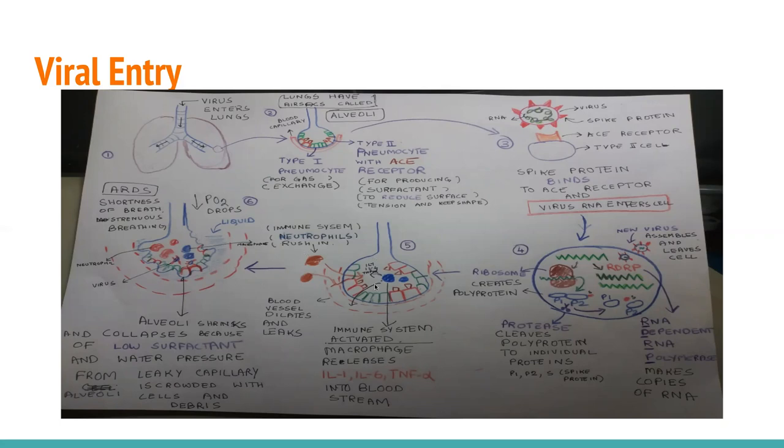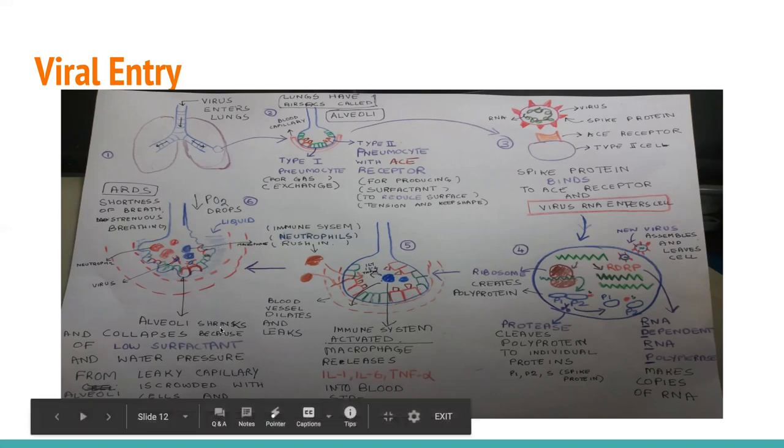And on top of that, this alveolar type 2 cell was producing the surfactant, which was this chemical that was essentially decreasing the surface tension and keeping this balloon in shape. So now it is no longer making that surfactant, and all the liquid coming in drowns the surfactant, and essentially your alveoli start to collapse. So the alveoli shrinks and it collapses because of low surfactant.